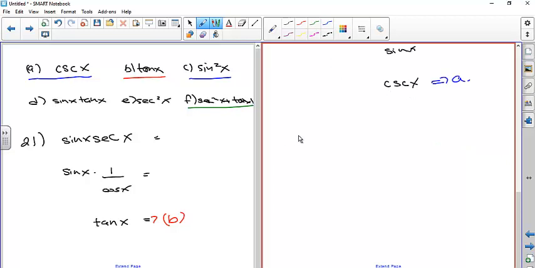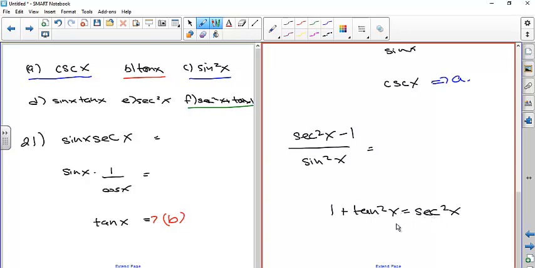The next one they have is secant squared x minus 1 over sine squared x. So it's either going to be sine x, tangent x, or secant squared x. Those are my only choices. Again, this looks like something where I could use one of the Pythagorean identities. So if you go to the Pythagorean identity part, you get 1 plus tangent squared equals secant squared, or tangent squared equals secant squared minus 1. So just subtract 1 from both sides. So the numerator becomes tangent squared, and the denominator is sine squared.